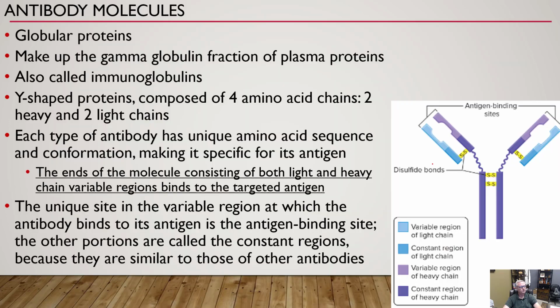All right, so antibodies themselves. We talked about the antigens. Now we're going to talk about the antibodies. These are basically globular proteins, gamma globulins or plasma proteins. We can also call them immunoglobulins. Basically, they are Y-shaped proteins of amino acids and side chains.